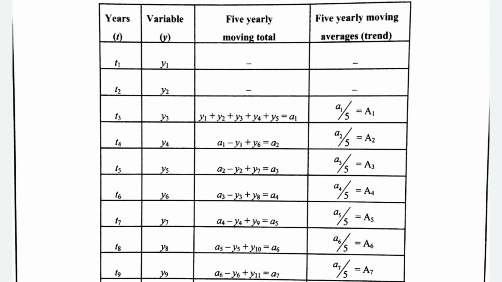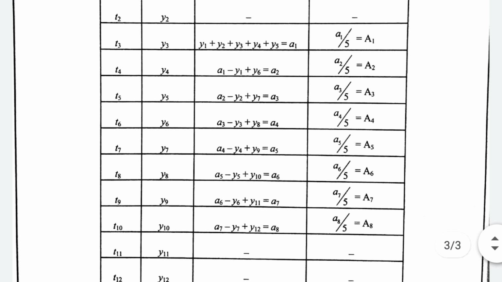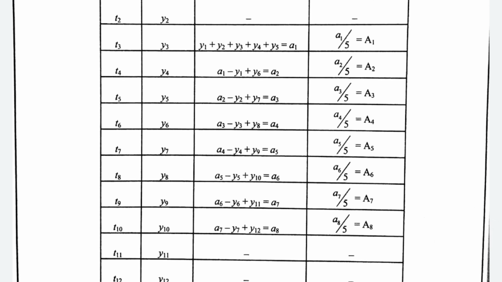From that a1 you got to deduct y1, add y6, you will get a2. From that a2 you got to deduct y2, add y7, you will get a3. From that a3 you got to deduct y3, add y8, you got a4. From that a4 you got to deduct y4, add y9, you get a5. From that a5 deduct y5, add y10, you get a6. From that a6 deduct y6, add y11, got a7. From that a7 deduct y7, add y12, got a8. This is the 5 yearly moving total.